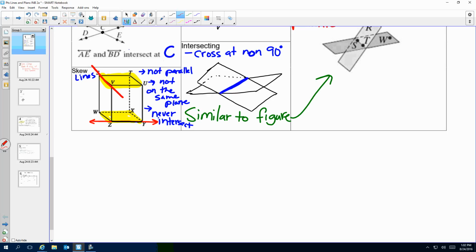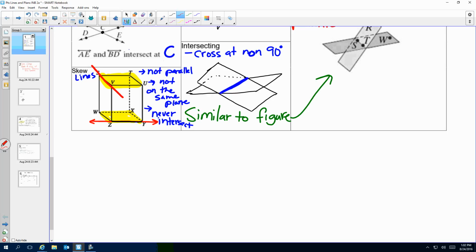Now, there's more than one set of skew lines. Okay, I could have put the line somewhere else. Did anyone pick a different location? TX, yeah, TX would work. Yeah, TX would work as well. Y'all see another one? TU would work, yes. Okay.